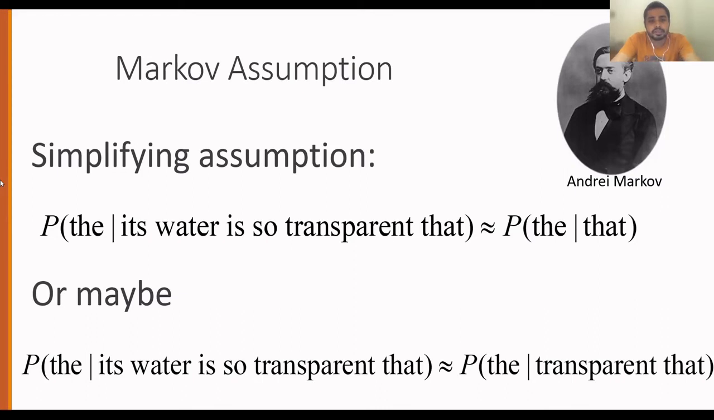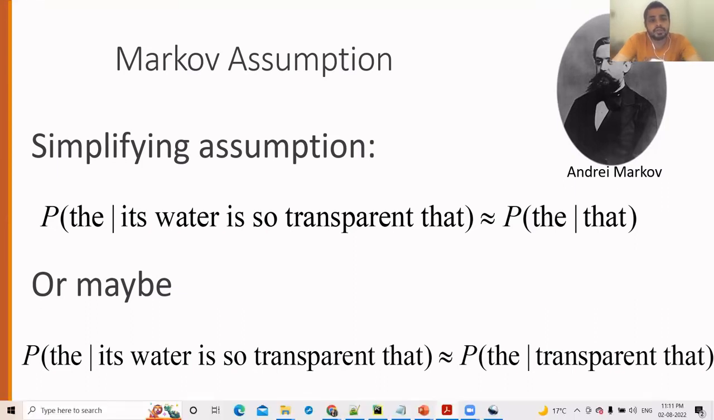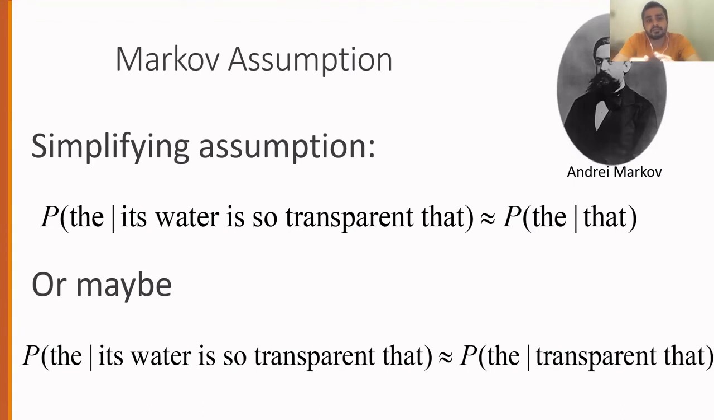In other words, instead of computing the probability of "the" given "its water is so transparent that", we can just calculate the probability of "the" given "that", that is, the number of times "the" occurs after the word "that" in the entire text corpus.